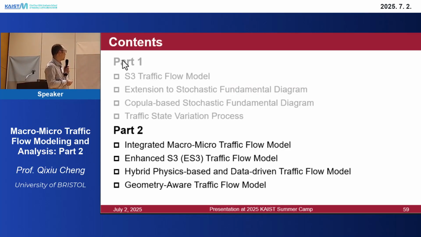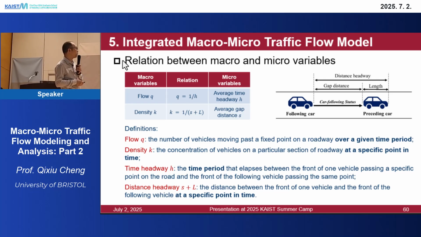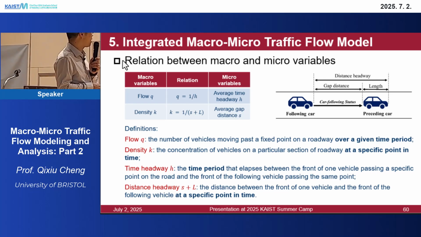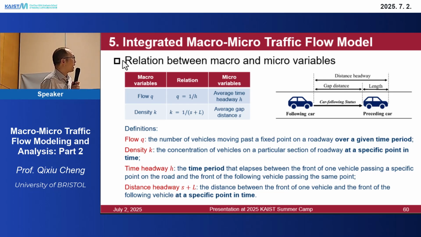First is an integrated micro traffic flow model. Okay, so in the traffic flow model, we have three basic variables: flow, density, and speed. We know flow is the number of vehicles moving past a fixed point on a roadway over a given time period, and density is the concentration of vehicles on a particular section of road at a specific point in time.